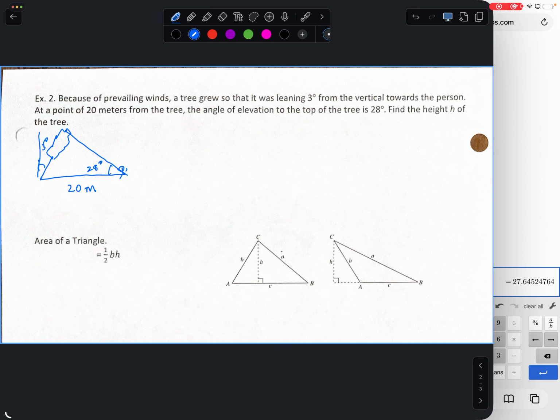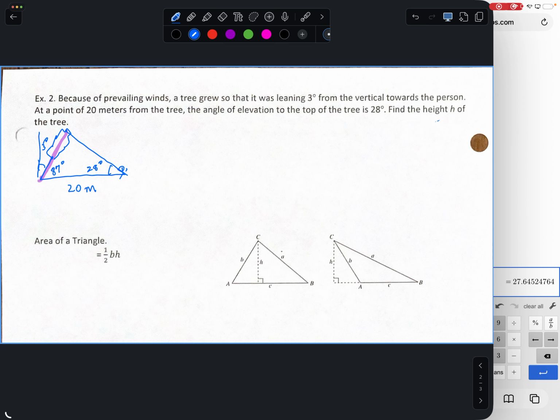And so the angle of elevation, and that's this angle right here, is 28 degrees. Find the height of the tree. It's semantics, but what they want is this height right here. If it wasn't leaning 3 degrees from the prevailing winds, you would have a right angle with the ground. So that being 3 degrees makes this 87. 90 minus 3 is 87 degrees.